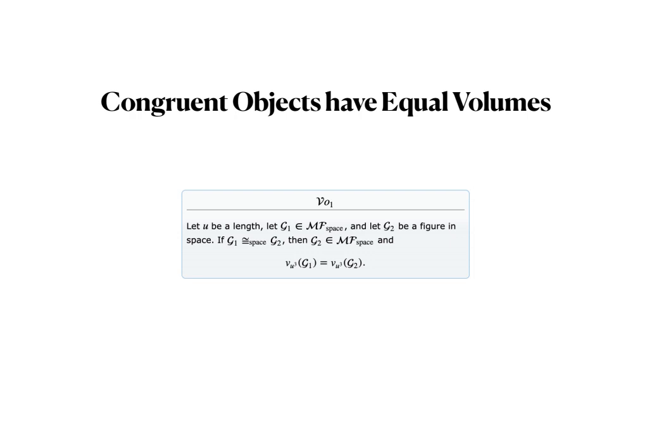That's what VO1 says. So if you have U, a length, and G1 is a measurable figure, and G2 we're going to let be a figure in space. If G1 is congruent to G2 in space, meaning there's an isometry that will map one to the other, then I know that G2 must also be a measurable figure and their volumes are equal.